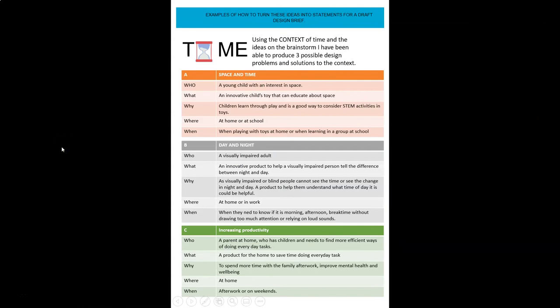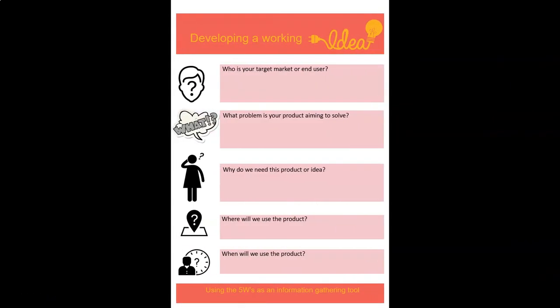Now the next part is coming up with potential design briefs from your context exploration. Now these are examples of how to turn these statements into a draft design brief. I have used the example of using a table. In the table I've put who, what, why, where and when. So using your brainstorm that you did with the 3-2-1, you should be able to fill these in. You could include additional ones of should and could as you've seen on the PowerPoint. So this should help you when developing that working idea.